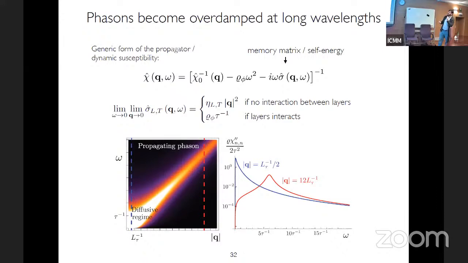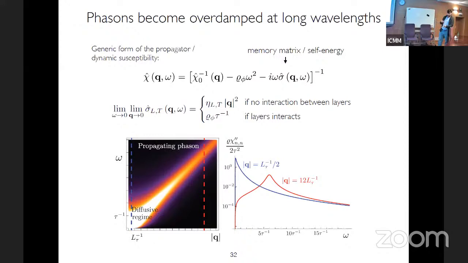So if there is no interaction between the layers, that's a statement that is telling you that the linear momentum of the two layers is conserved individually. And therefore, because the relative momentum of the layers is conserved, this memory matrix has to go to 0 with momenta, with a second power. The prefactor, the coefficient, is what we call viscosity. Okay, so that's how dissipation enters usually for acoustic phonons in a crystal.